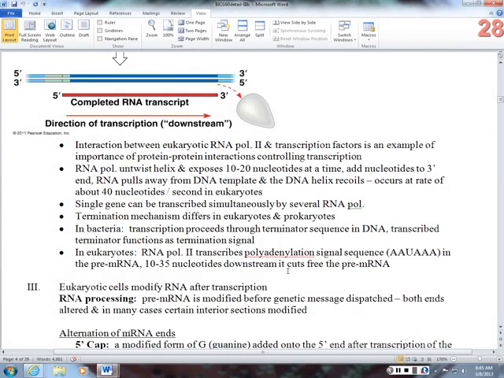So the termination mechanism will differ in the eukaryotes and prokaryotes. In bacteria, the transcription needs to proceed through the terminator sequence in the DNA, and the terminator is going to be your termination sequence. In eukaryotes, they always have to make things a little bit more complicated. They will have this polyadenylation signal sequence in there, where you've got this AAUAAA found in the pre-RNA. That's going to be 10 to 35 nucleotides downstream, and then it's going to cut it free in there.